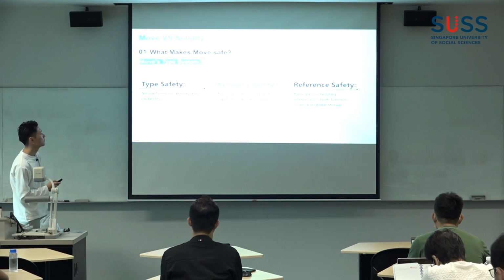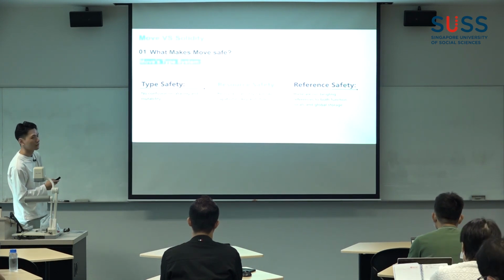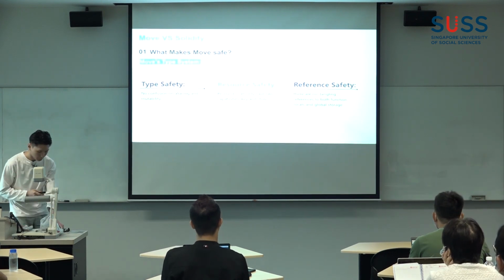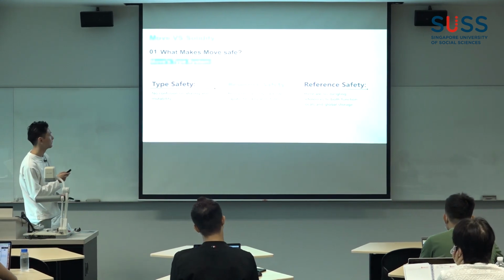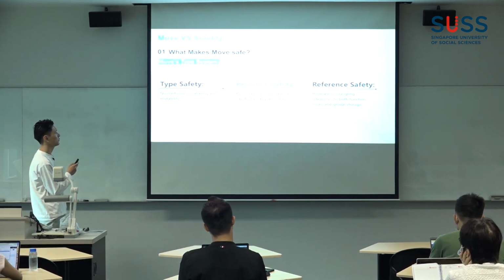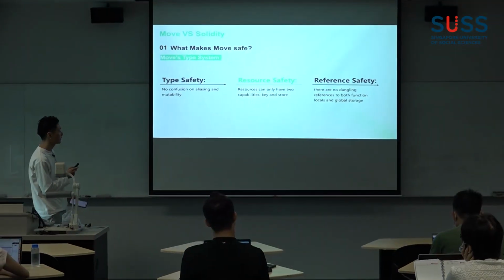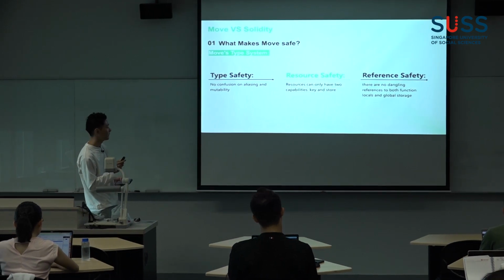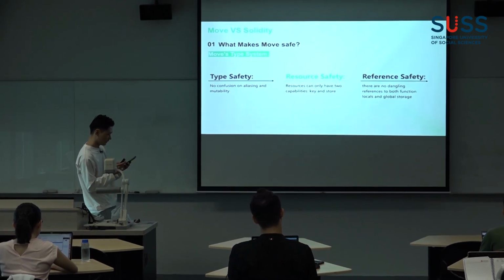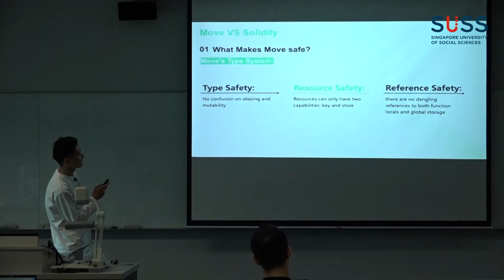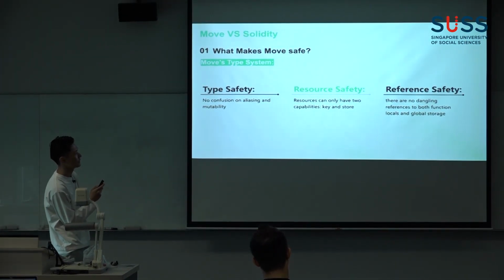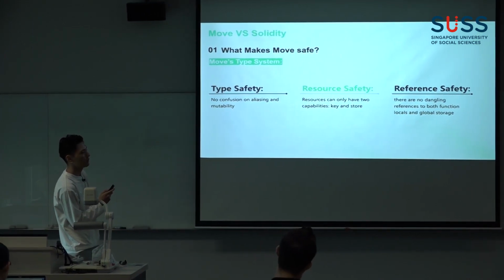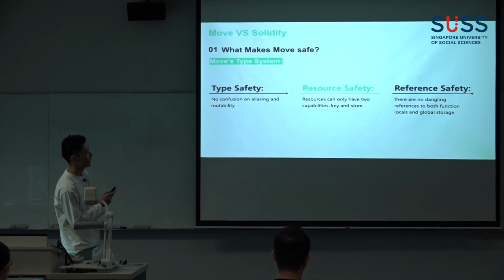In terms of what makes Move safe, overall there are three types of safety: type safety, resource safety, and reference safety. That's enabled by Move's type system. In type safety, there's no confusion on aliasing and mutability. Move is a strongly typed system, and you cannot convert one type to another under any circumstance. In terms of resource security, a resource can only have two capabilities, key and store. In Move, objects are a very important concept, and we limit what objects can do in resource security.